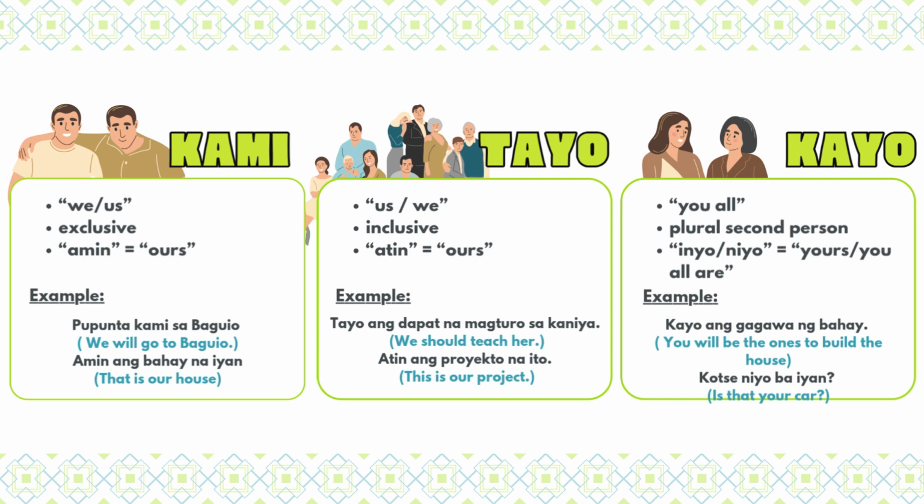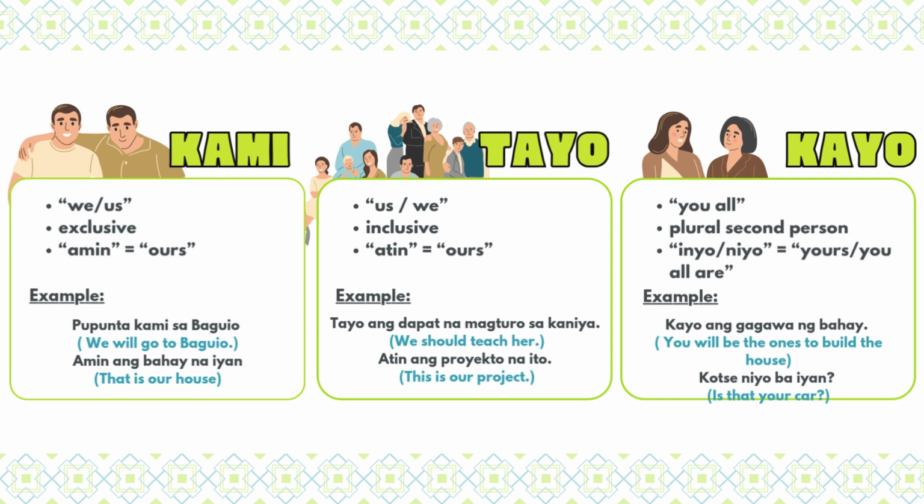We also have the pronouns kami, tayo, and kayo. Kami, or in English, we or us, is exclusive of the person that you are talking to. In a sentence, pupunta kami sa Baguio, or we will go to Baguio. Another, amin ang bahay na iyan, or that is our house.